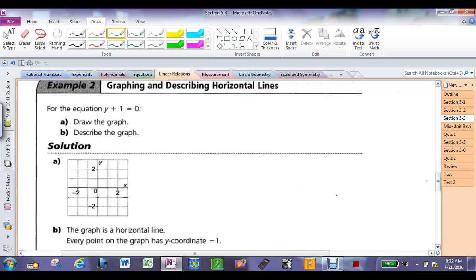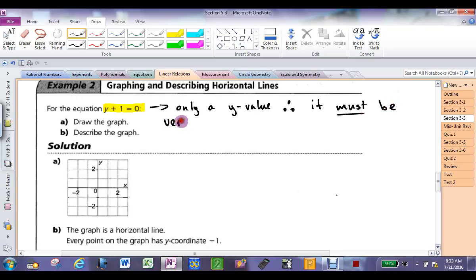Look at the next one. What do we got? Only a Y. So if it's only an X, it's vertical. So only a y value. Therefore, that's what those 3 dots means. It must be vertical. I mean horizontal.